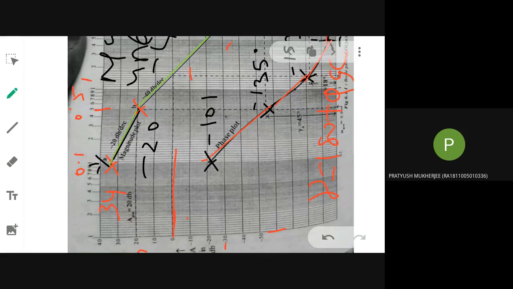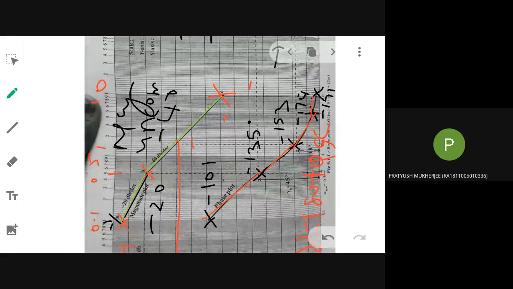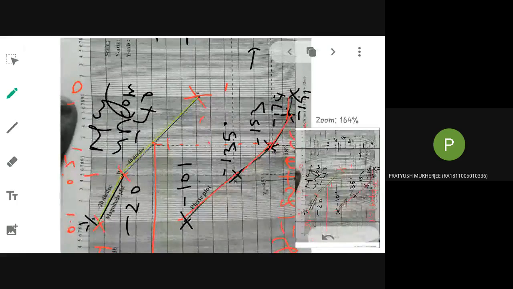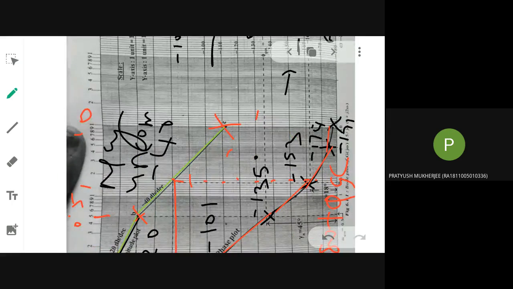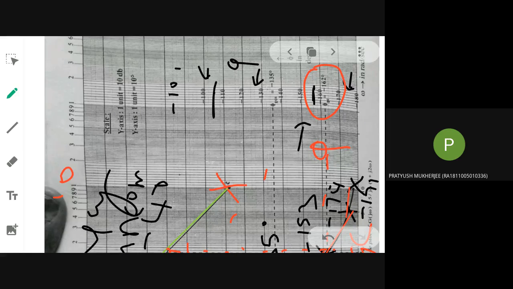Just extend it so that it hits the magnitude plot and extend it downwards so that it hits the phase plot. Then you have to note down the corresponding phi value. What is the value that you are getting from your graph? That is around minus 162. If you substitute that in the formula, 180 minus 162, what is the answer for gamma that you are getting?